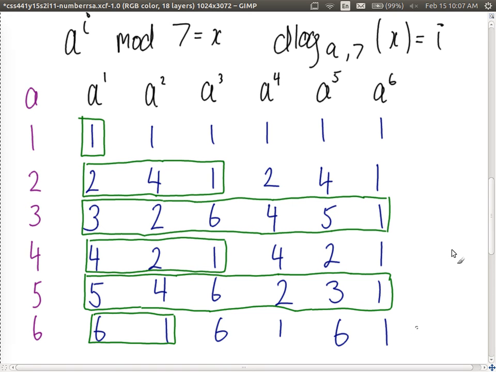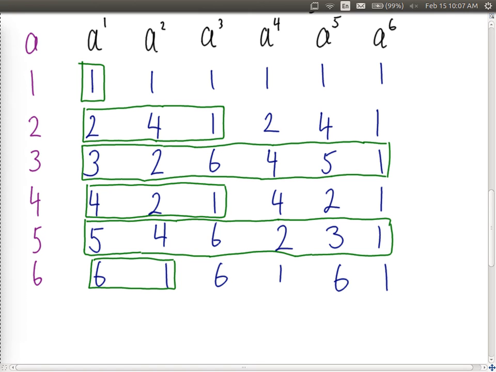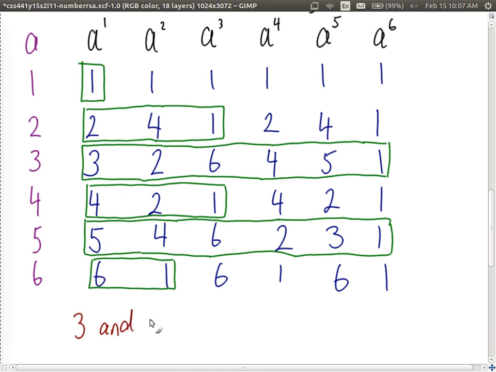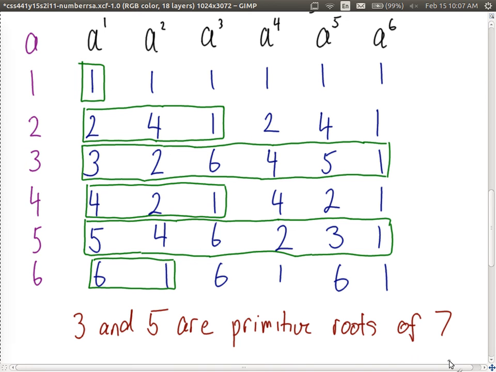So, 3 and 5 are the only bases that we can use there. There's a name for those: 3 and 5 are primitive roots of 7, meaning for all the numbers from 1 up to 6, greater than 0, we raise 3 to all those powers and you'll get a distinct set of answers. That's the definition of a primitive root. Or if we want to find a unique discrete logarithm in mod n, the base must be a primitive root of n.